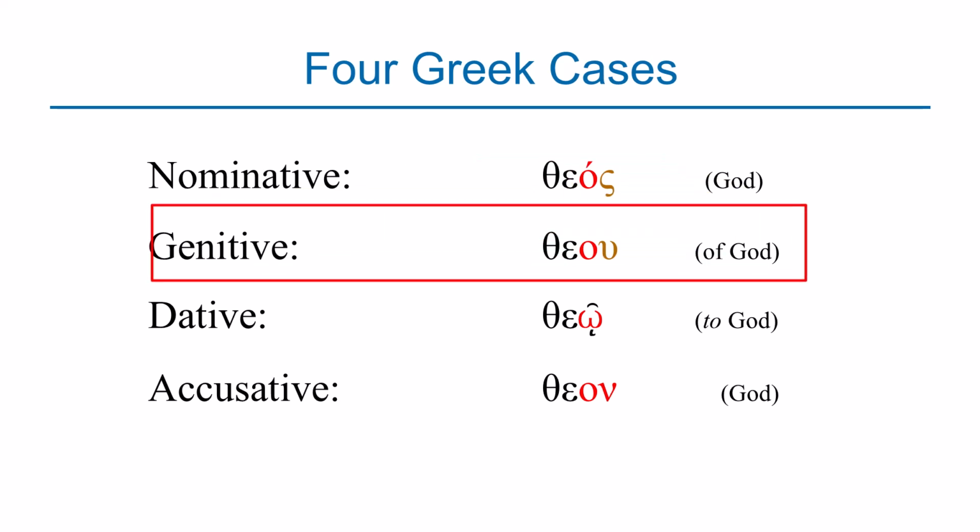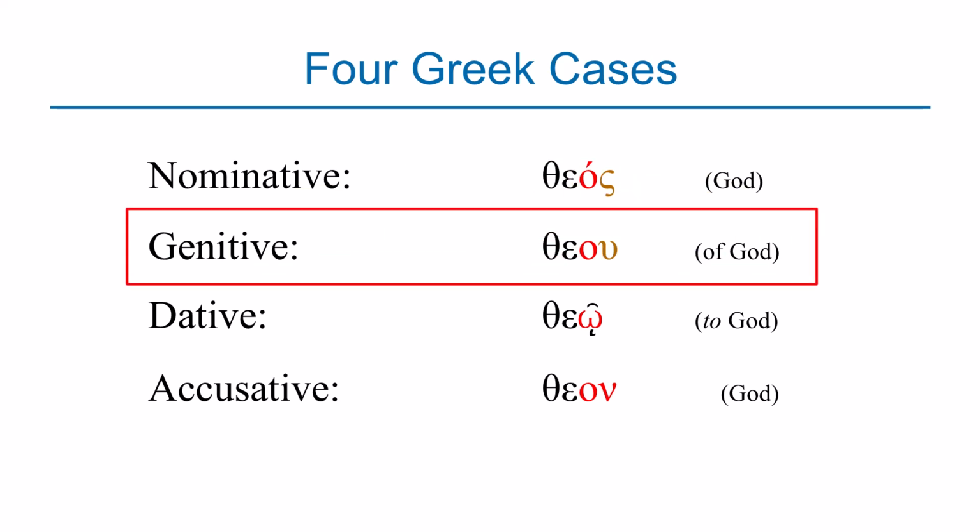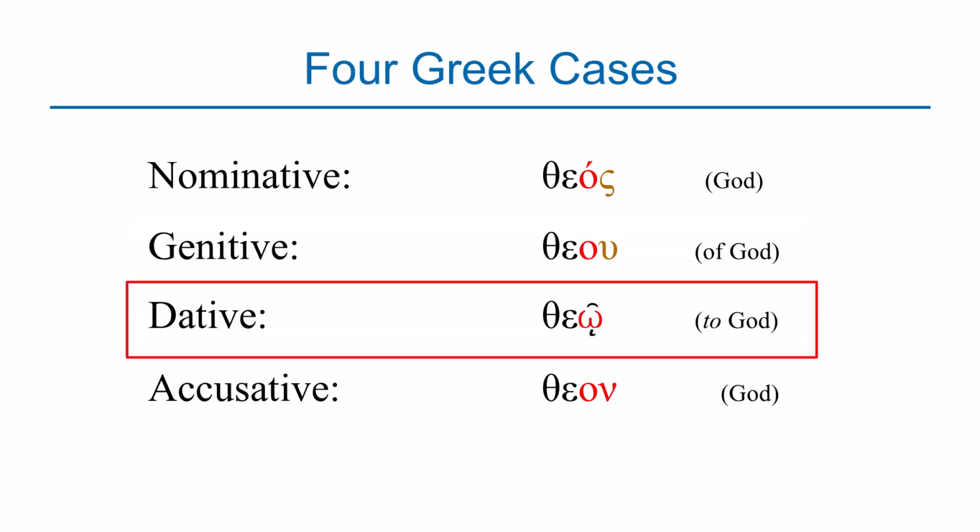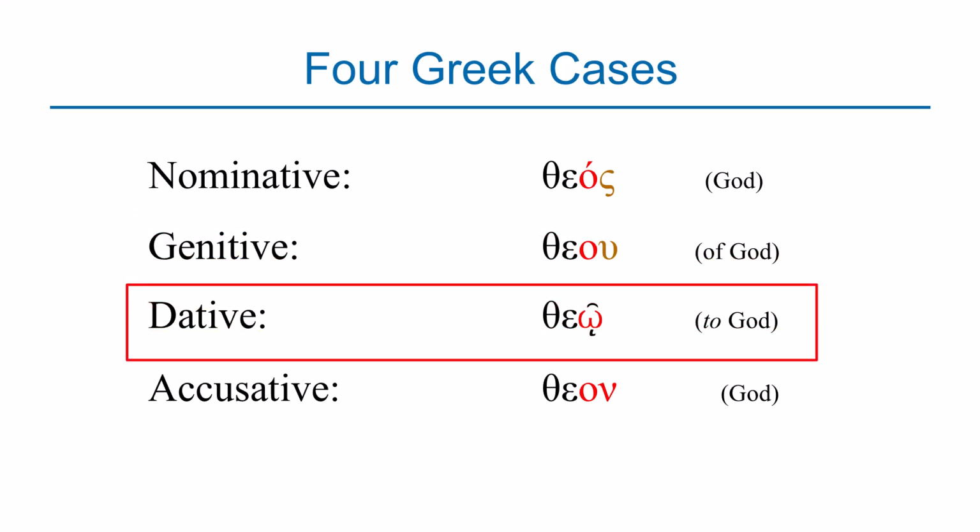And the genitive is used when you want to show possession. That's why when you're translating the genitive, you say of God. Instead of just saying God, you say of God. And then you have the dative. The dative is used when you want to show an indirect object. For example, you have the word theo. And when you're translating the dative, you always put to or into. So to or into, these are keywords when you're translating the dative, because it shows the indirect object.